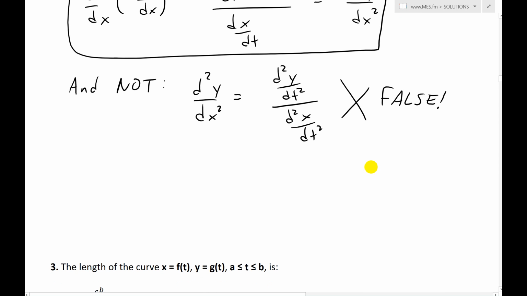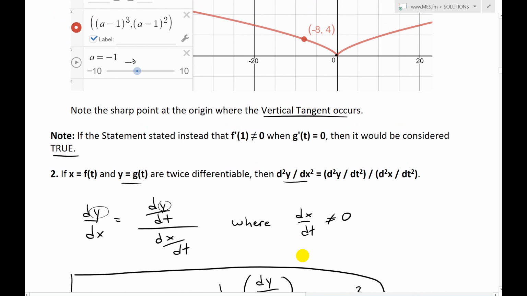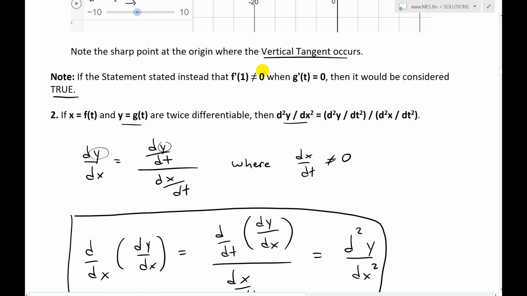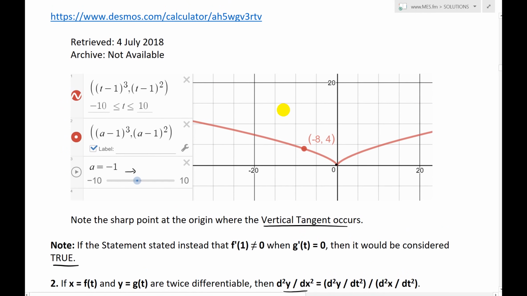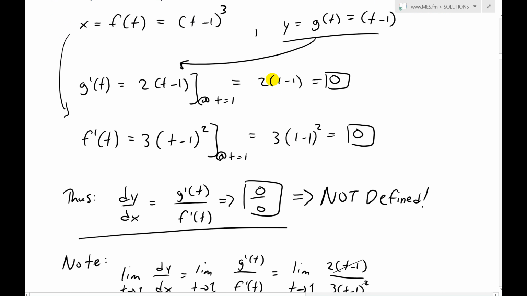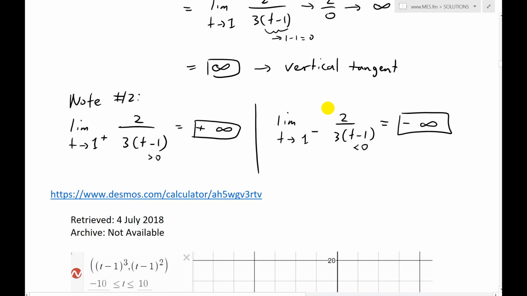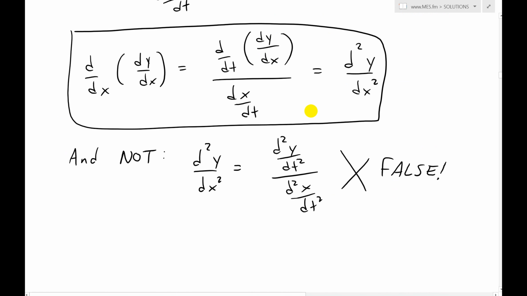And also I want to make another note here. Just make a note that this notation right here is dy over dx equals dy over dt divided by dx over dt, as opposed to the one before, where I was writing it as dy over dx equals g prime of t divided by f prime of t. It's basically the same thing.